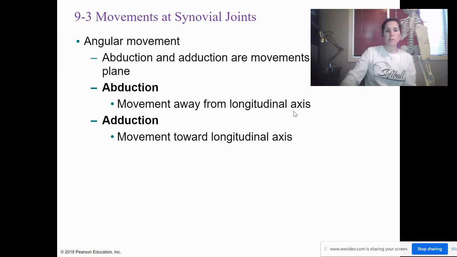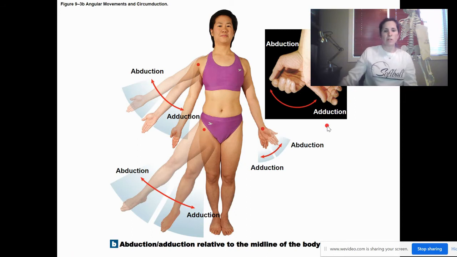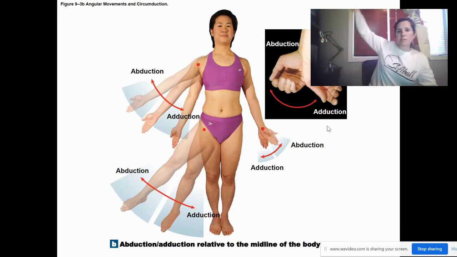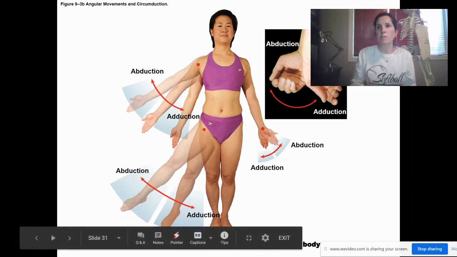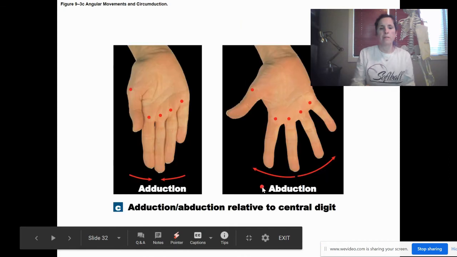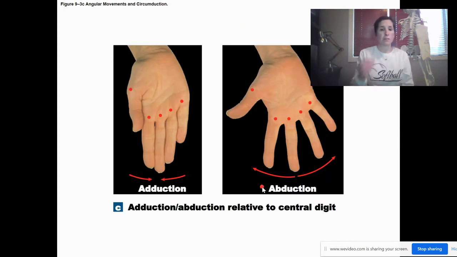Abduction is moving away from the body. Adduction is moving towards the longitudinal axis. So I could even do abduction, adduction this way in my wrist. I was trying to show you, I'm sitting. So abduction, adduction, you can do it with your legs as well. We'll be doing all of these. And here you can see with your fingers, abduction, adduction.